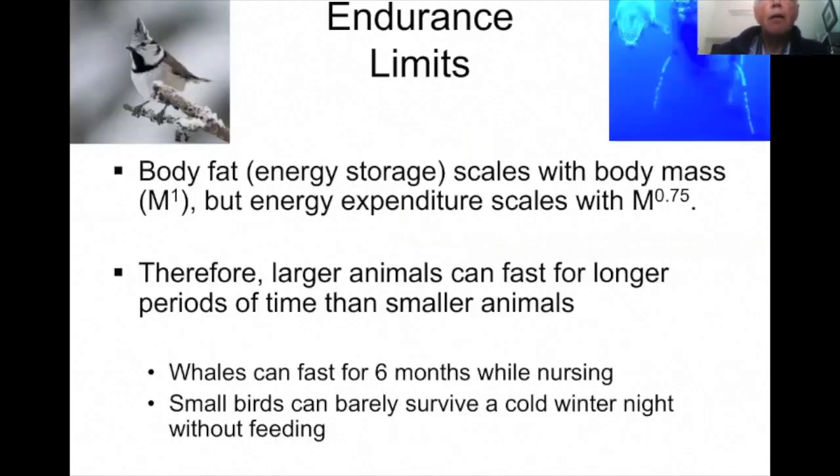And body size has a lot to do with endurance limits, which has a lot to do with where animals live. And the reason for that is that body fat is the energy storage tissue, and that scales with body mass. But energy expenditure or heat loss scales more with surface area. Therefore, larger animals can fast for longer periods of time than smaller animals. And so this leads to some amazing differences among species in nature.